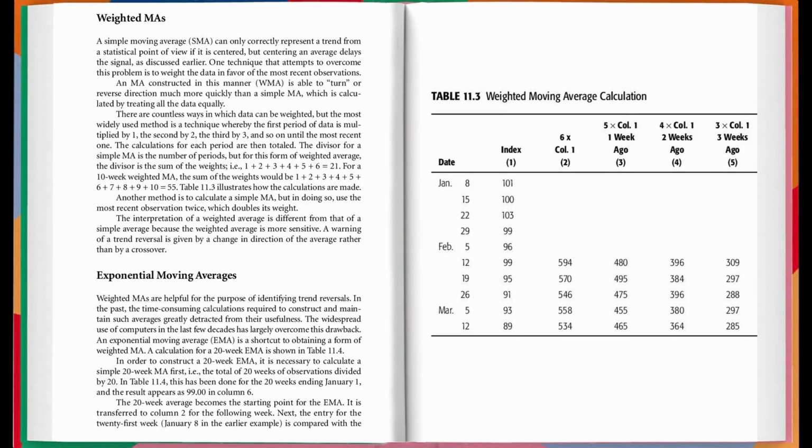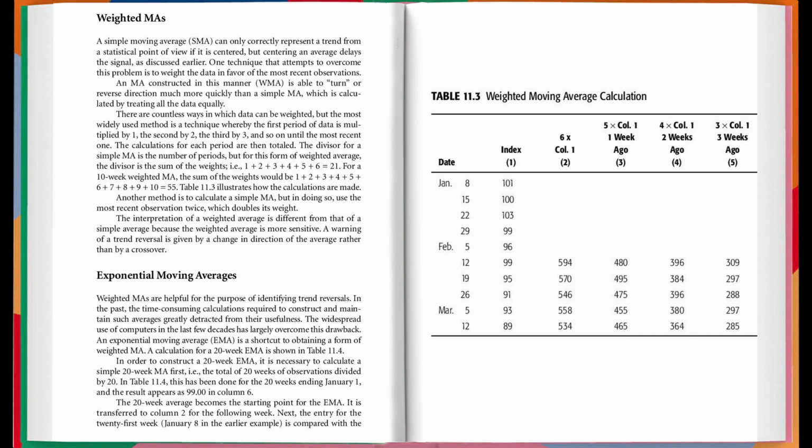Weighted MAs. A simple moving average, SMA, can only correctly represent a trend from a statistical point of view if it is centered, but centering an average delays the signal, as discussed earlier. One technique that attempts to overcome this problem is to weight the data in favor of the most recent observations. An MA constructed in this manner, a WMA, is able to turn or reverse direction much more quickly than a simple MA, which is calculated by treating all the data equally.